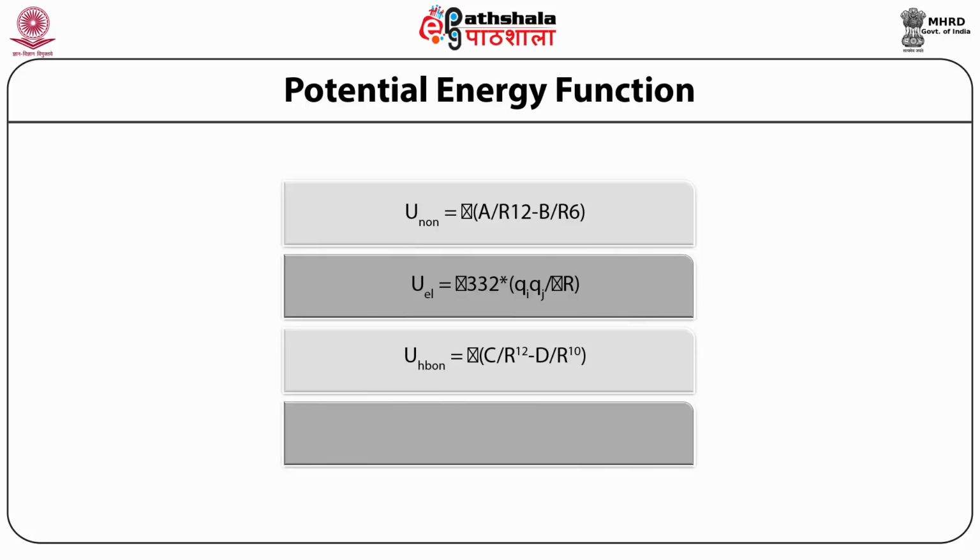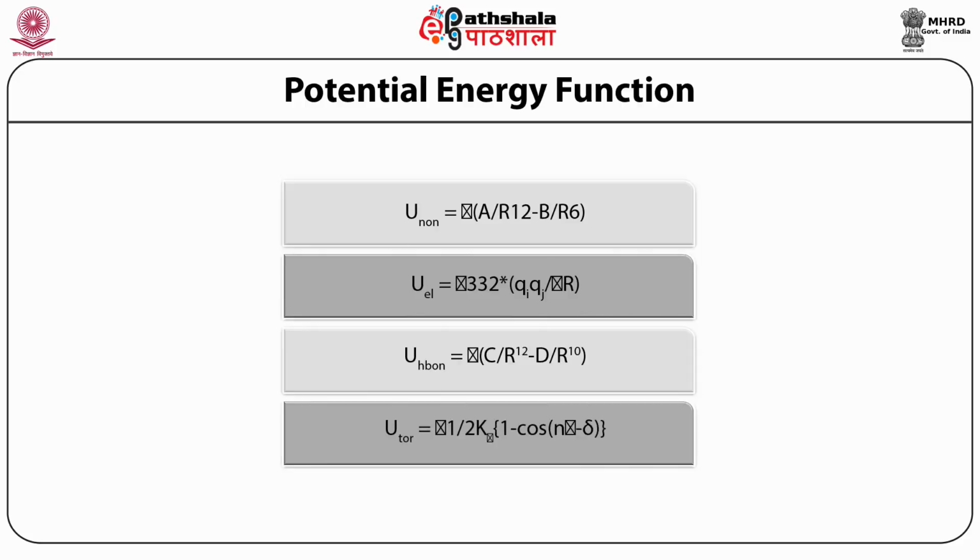U H bond, or the hydrogen bonding contribution, is calculated for only H-bonded atom pairs. It is a 10-12 term and given as C upon R^12 minus D upon R^10, where C and D are the constants depending on the hydrogen bond donors and acceptors, and R the distance between the hydrogen bond donors and acceptors.